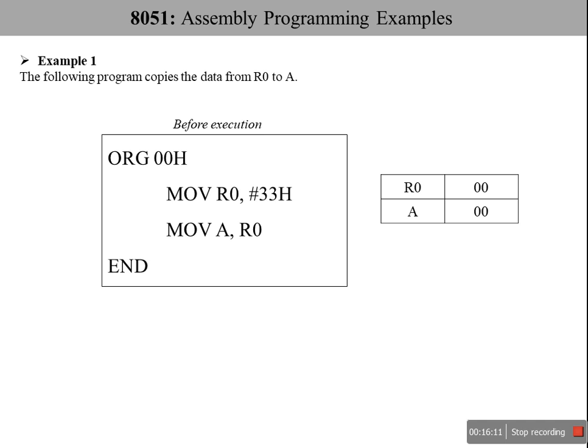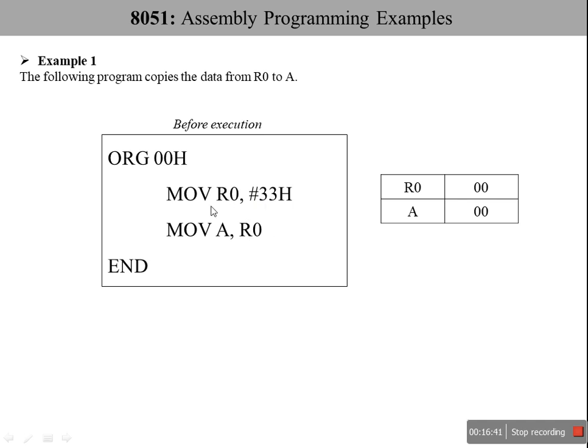Let's look at a very basic example. The following code copies the data from R0 to accumulator. This is how. We start with ORG, originate, so starting address 00, then MOV R0, #33H, then MOV A, R0. So here the immediate number is hexadecimal now. Here you see this H is mentioned, so this 33 is a hexadecimal number. This hexadecimal number will be moved to R0.